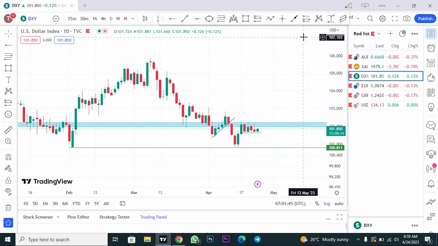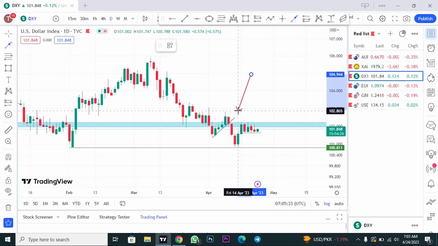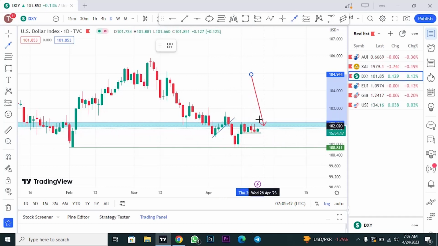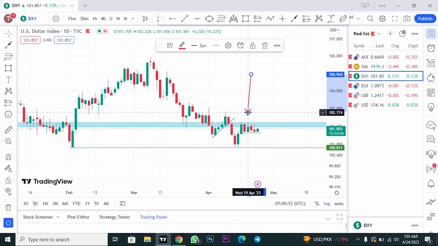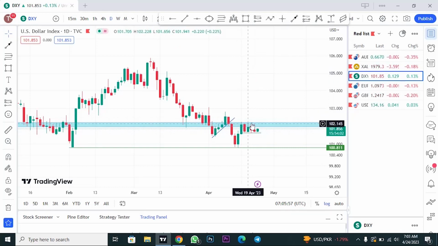From the DXY, we can see price has currently broken out of our weekly support and is now retesting the support zone as a resistance. Price has been rejecting this level for a while now. Since price has been rejecting this level for a while, we just want a continuation of the DXY to the downside.